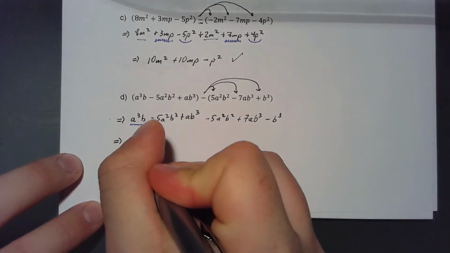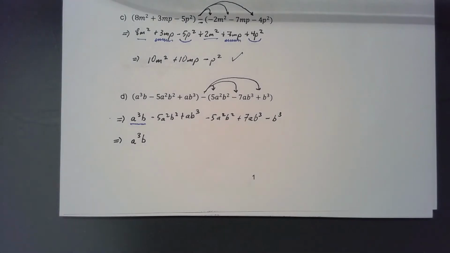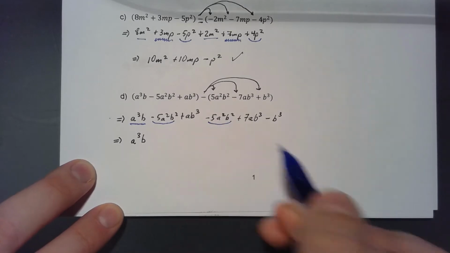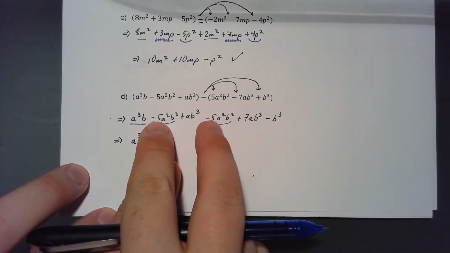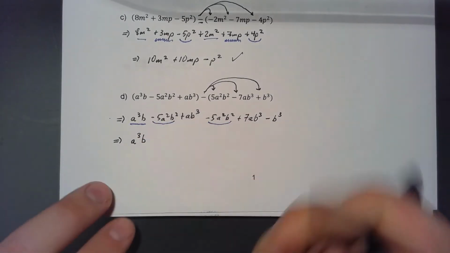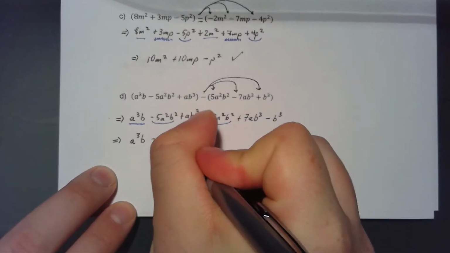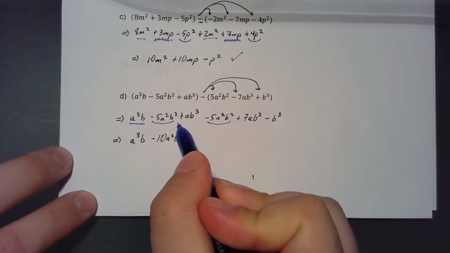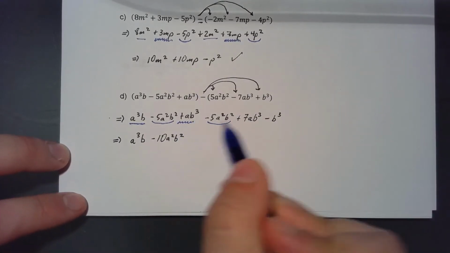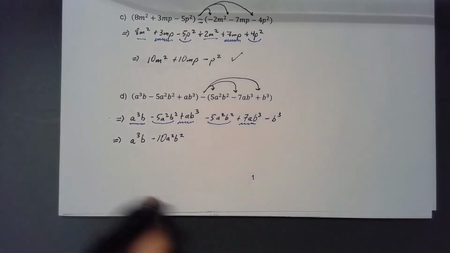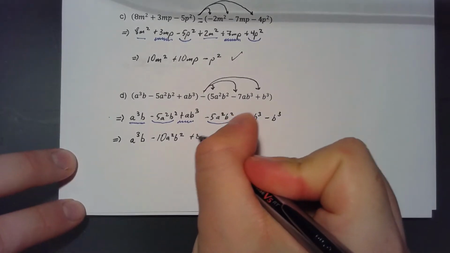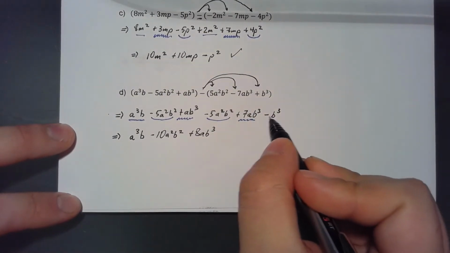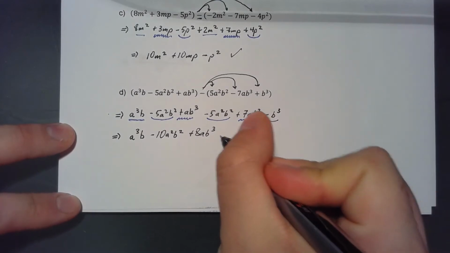So let me just bring it down. Now I have a squared b squared term and another a squared b squared term. So I have minus 5 plus minus 5, which is negative 10 a squared b squared. That is a 1ab cubed, and this is a 7ab cubed. 1 plus 7 is 8 ab cubed. And then the last term, the only term like it, is this one, minus b cubed.